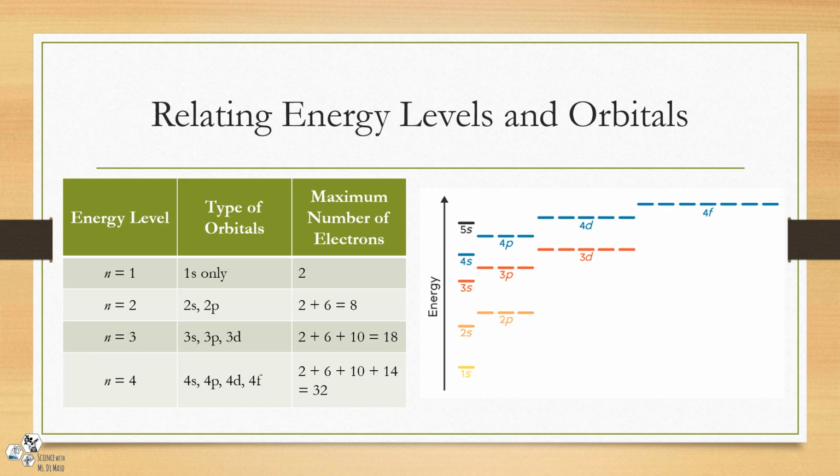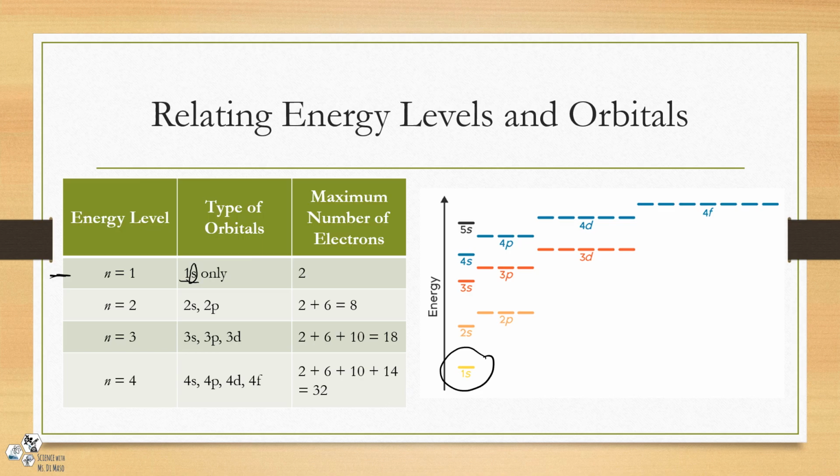Well, energy level 1, if you look at the table here, can only hold one type of orbital, orbital s. So we call it 1s based on it's an energy level 1 and its orbital s. You can see that written here as well. It can hold a maximum number of 2 electrons because there's only one orbital there, and it's an s orbital, and those we know can hold 2 electrons.